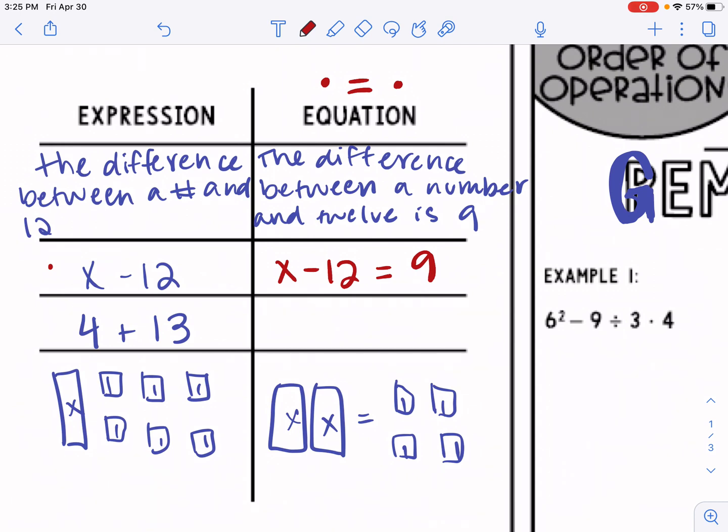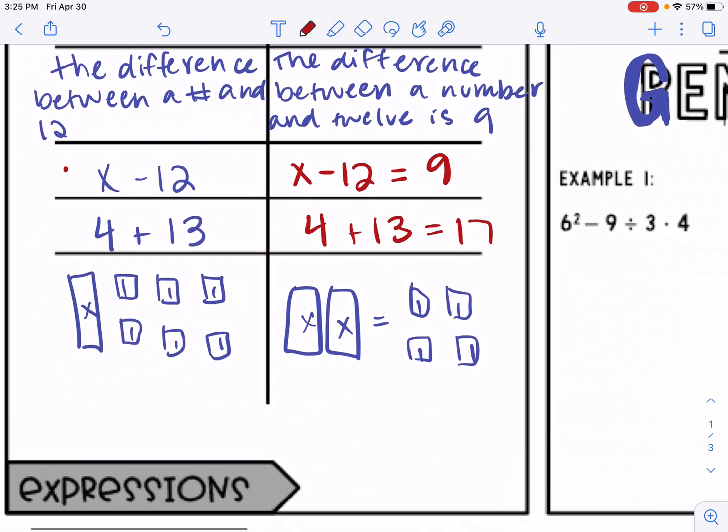Another example of an expression is 4 plus 13. We could just solve that, or I could write it as an equation: 4 plus 13 equals 17. All right, here's another example of them as representation. Here I have x plus 1, 2, 3, 4, 5, 6. So x plus 6 is an expression, because it has no equal sign. Here I have two x's. I can write that as 2x equals 1, 2, 3, 4. That is an equation, and I could solve that to figure out what x would be.